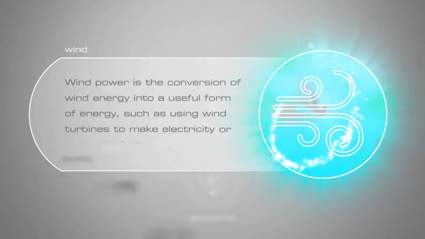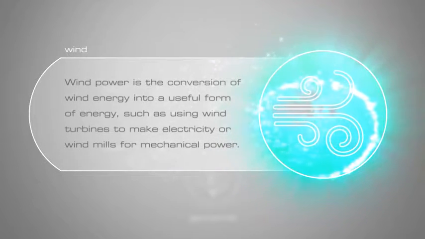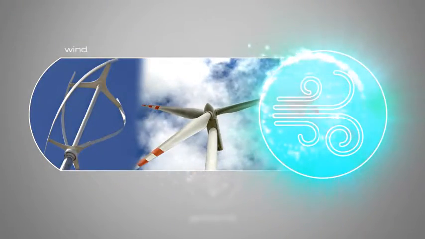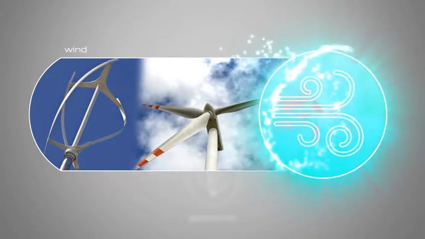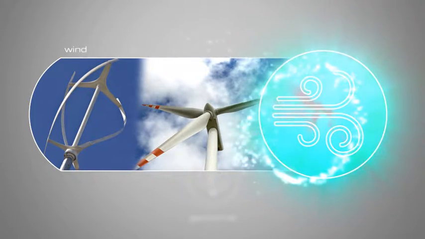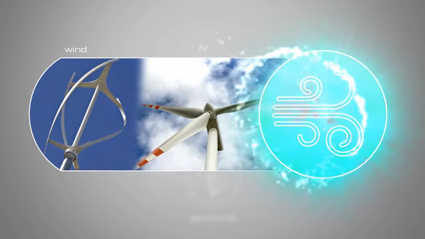Wind power is the conversion of wind energy into a useful form of energy, such as using wind turbines to make electricity or windmills for mechanical power. There are two main types of wind turbines, vertical axis and horizontal axis. Wind turbines convert the kinetic energy from the wind into mechanical energy. The mechanical energy can be used to produce AC electricity.